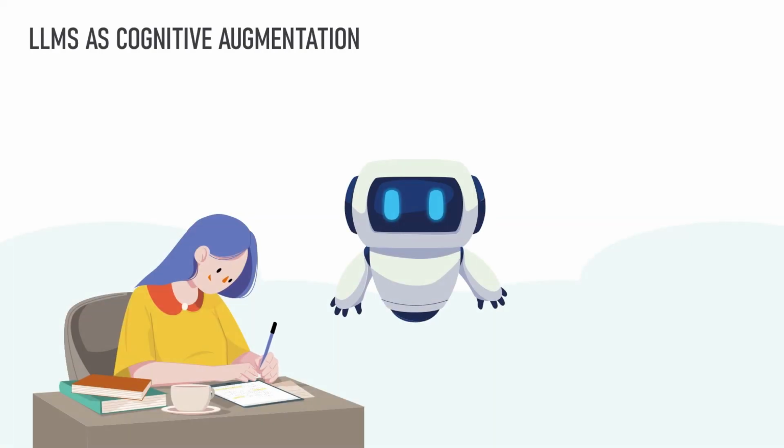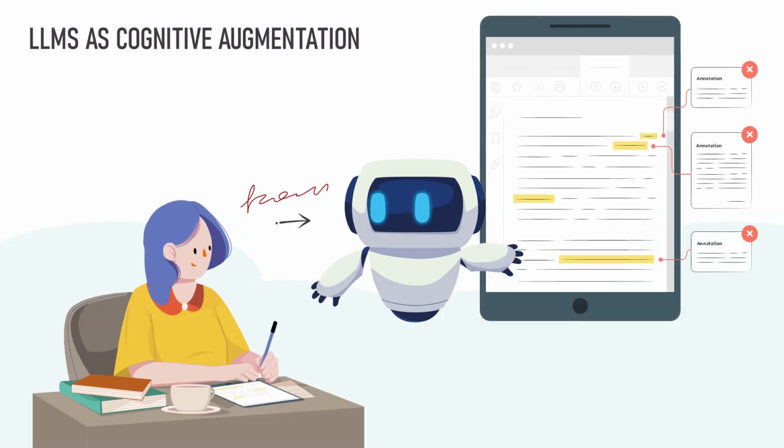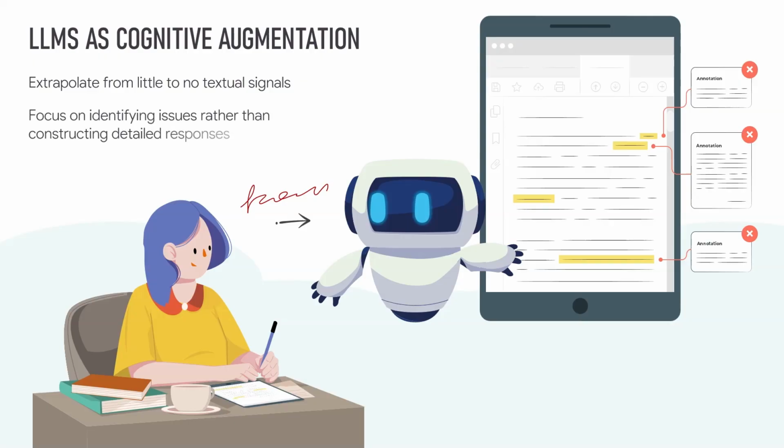Several implications can be drawn from the study. First, AnnotateGPT served as a cognitive partner, with participants often relying on it to extrapolate from little to no textual signals. This aligns with previous research on LM-integrated systems, where participants shift their focus to identifying issues and having the AI produce detailed responses and format them as well.